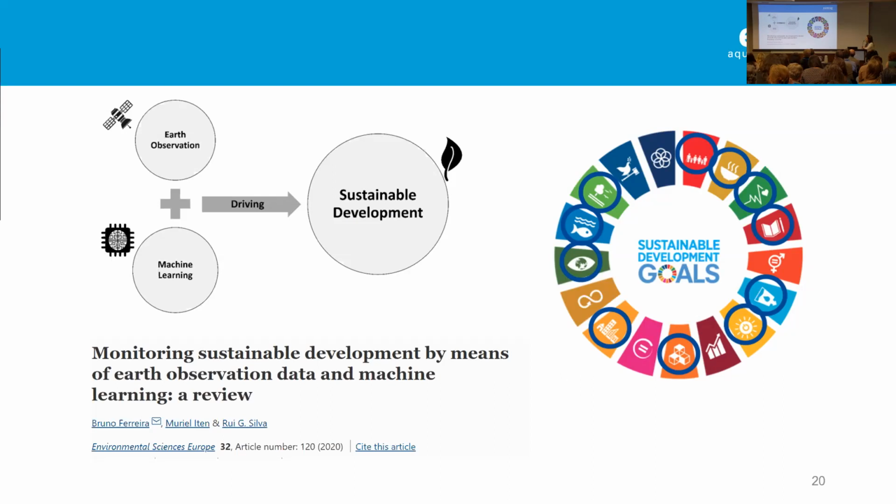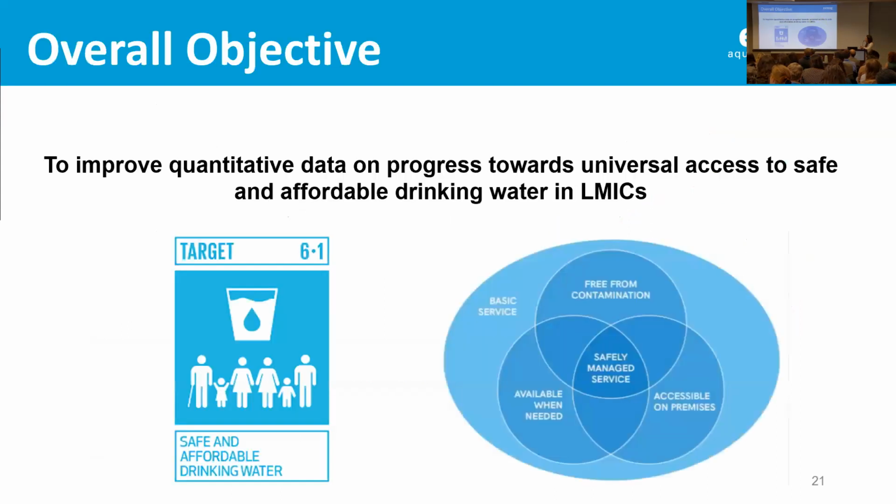Here we're using data which is already available, so using Earth observation data, and leveraging developments in machine learning approaches, as well as the data which has already been collected, to estimate progress towards these Sustainable Development Goals. This is something which is being done in other fields as well. Until now, the majority of this work has been focused on environmental targets, where it's more direct to use satellite images to measure different indicators. But in our case, we're focused on improving the quantitative data on progress towards SDG target 6.1.